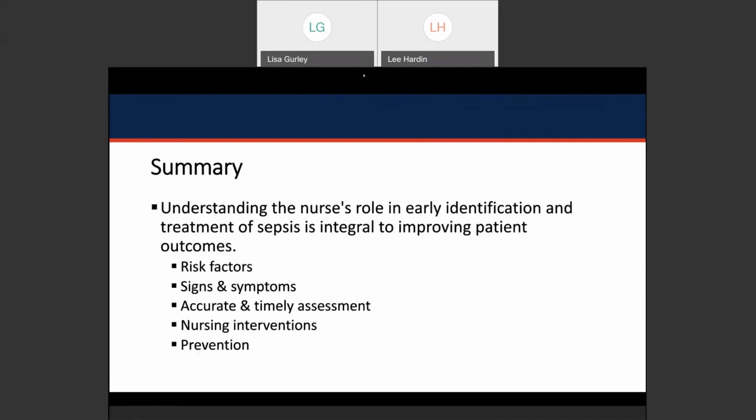So in summary, understanding the nurse's role in early identification and treatment of sepsis is integral to improving patient outcomes. This includes understanding the risk factors, the signs and symptoms, being able to perform accurate and timely assessment, understanding the nursing interventions and related assessments, and then understanding and implementing the prevention measures, both for nursing staff, teaching the patients, and teaching the patient's family members.